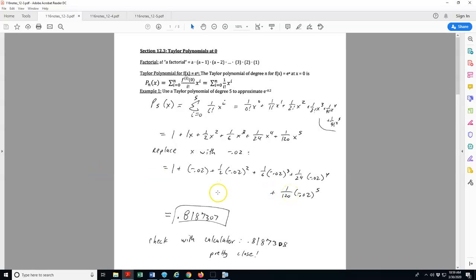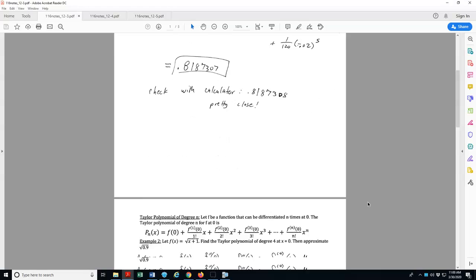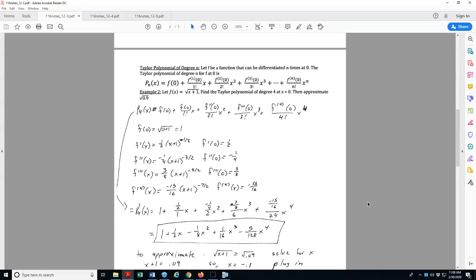But since I have a calculator and I'm lazy, I threw it in my calculator and got about 0.818730. Then I also checked with my calculator. I typed in e to the negative 0.02, and I got 0.8187308. That is a pretty darn close approximation, and that's a good thing. So again, in this homework, we will be asked either for a Taylor polynomial or to use that to approximate.